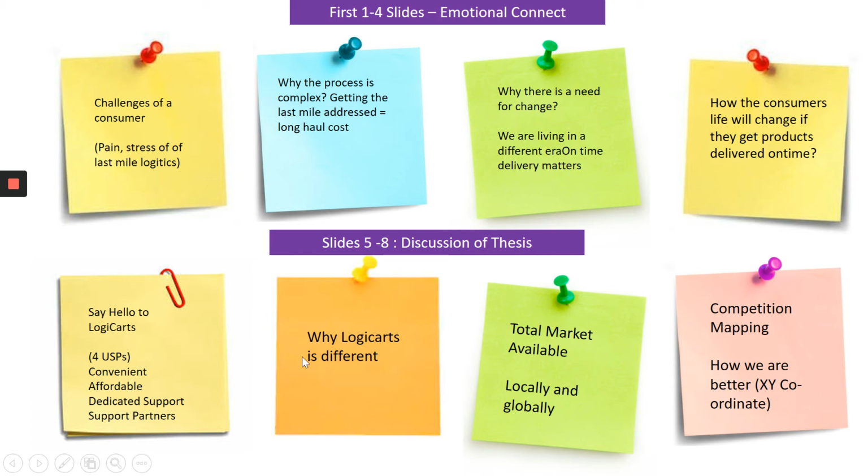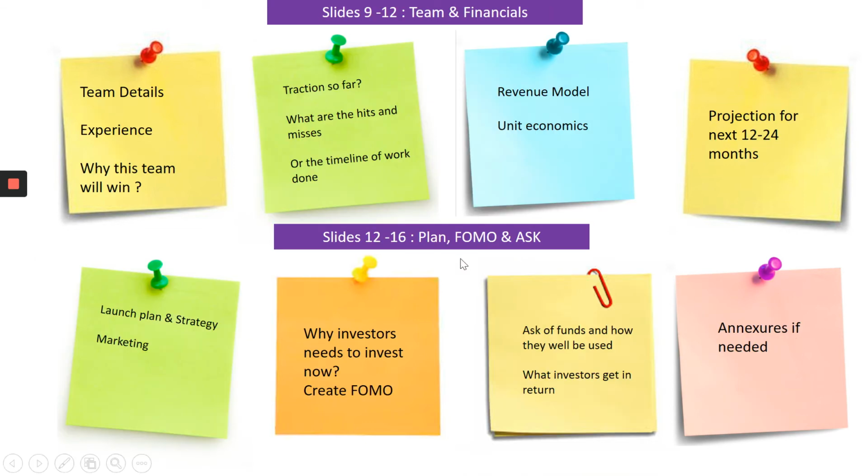Then we introduce the product, why the product is different, what is the market available locally and globally, and competition mapping. Don't just list the competitors; place them on an X-Y coordinate, and show them where you are positioned against them. So this is important. And then the team's experience, why this team will win, what the experiences are, what the traction is so far, what the hits and misses are, what is the proposed revenue model, what is the unit economics. So are you making money or losing money? If you're making money, what is the net profit? If you're losing money, what is your burn rate? And the projection for the next 12 to 24 months. If you have not launched the product, what is the launch plan and marketing plan?